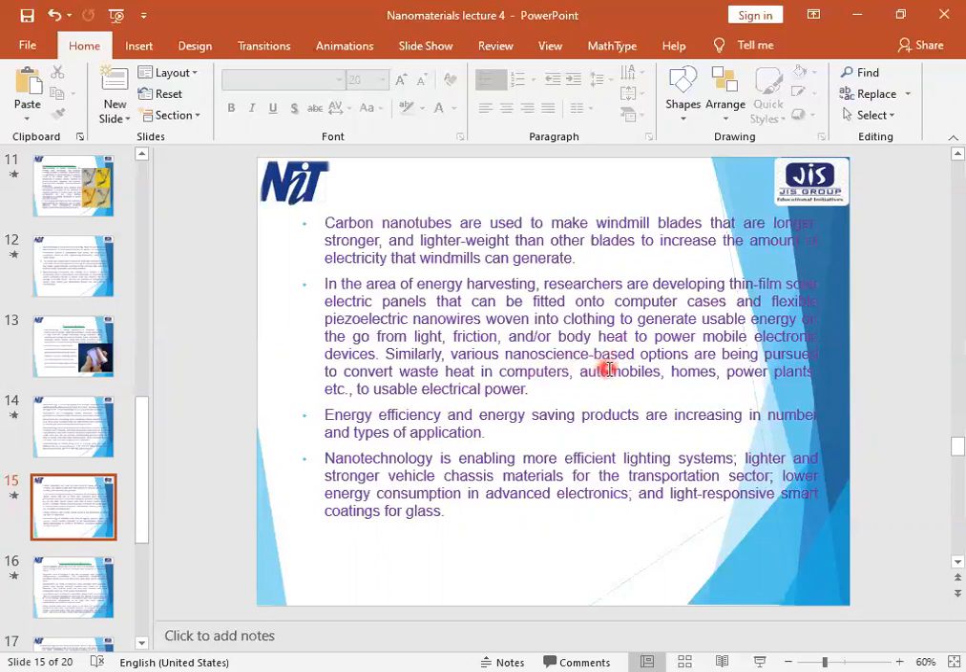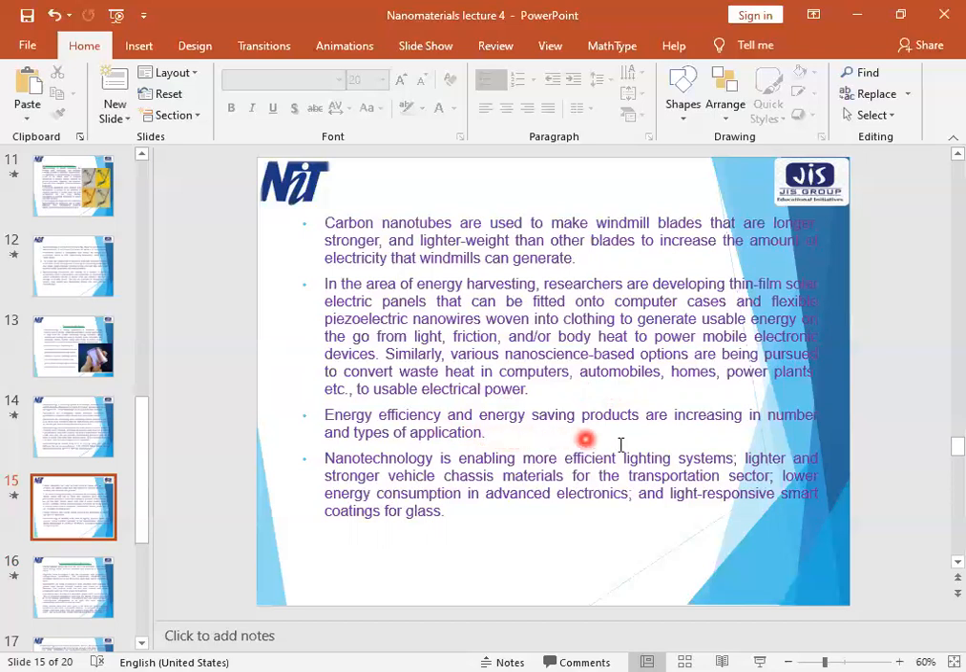So similarly, various nanoscience-based options are being pursued to convert waste heat in computers, automobiles, and homes. You see, your computer becomes hot because of continuously giving out heat. So if that heat can be used to produce electricity again, that will be better. So that option is also being thought of.